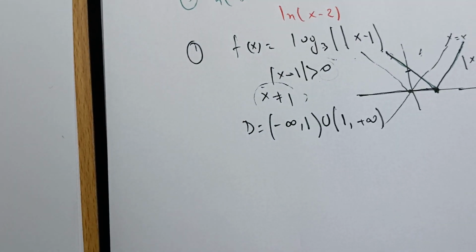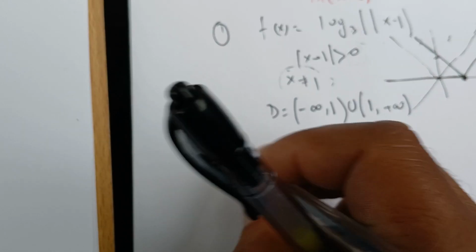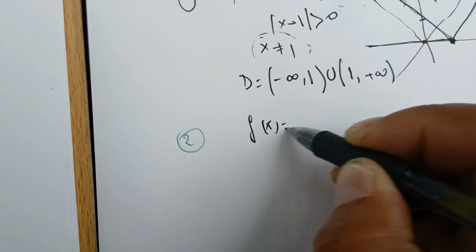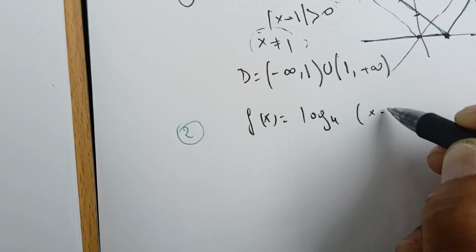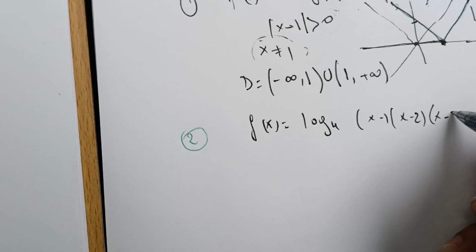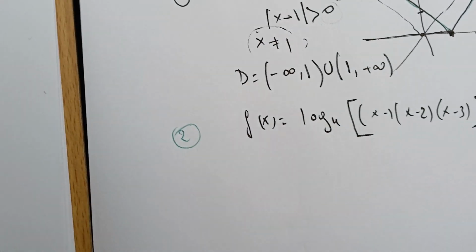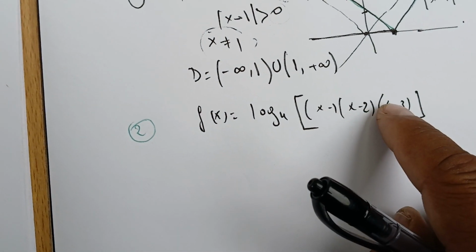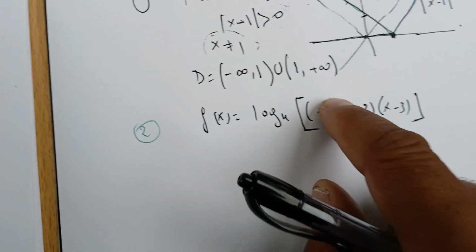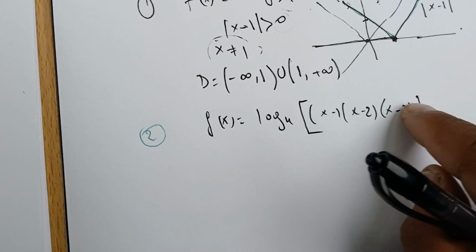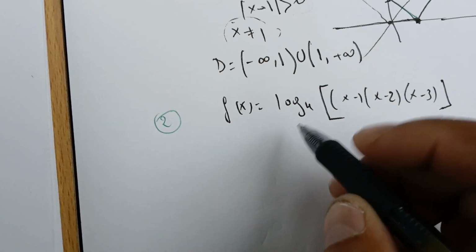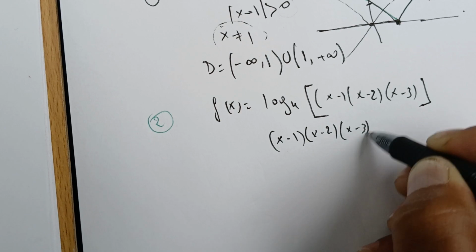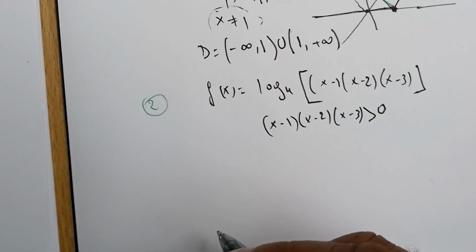Now let's do number 2. Number 2 is given by some product, so it's called g of x. It's the log base 4 of x minus 1 times x minus 2 times x minus 3. In this case we have a product of 3 different quantities. The same thing that we said, this part here has to be strictly positive. So that means x minus 1, x minus 2, x minus 3 has to be bigger than 0.